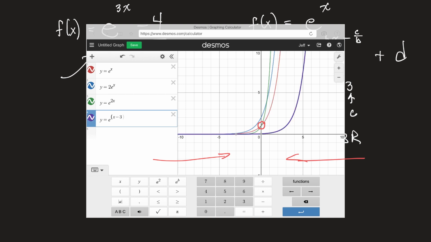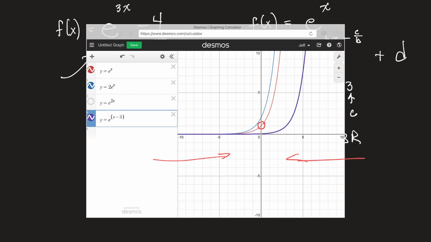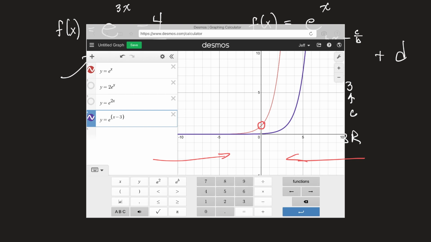Close the bracket. So there you can see, let me hide these two, the base one is the red one, and this one got moved over 3 to the right. If I were to put minus 4 there, you'll see it gets moved to the right 3, and it gets moved down 4. All right, hopefully that helps you understand the transformations with an exponential function with an e as your base.